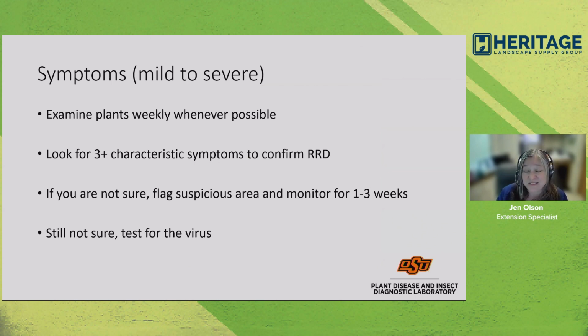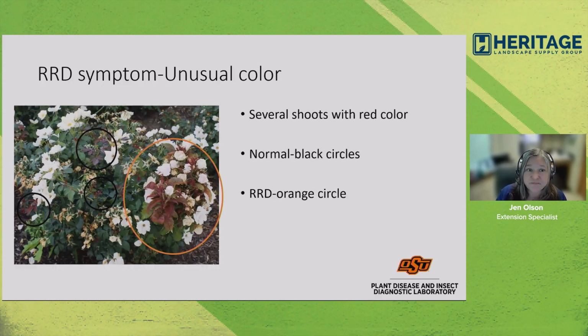So symptoms, we'll start with more mild and then see more severe symptoms. Whenever possible, scout roses, look for these symptoms. I encourage people to look for at least 3 symptoms. And if you're not sure, maybe tie a little flag or a string around a shoot, check it in a couple weeks and see if it still looks abnormal or if it's developed normally. And if you're not sure, we'll talk more about testing shortly.